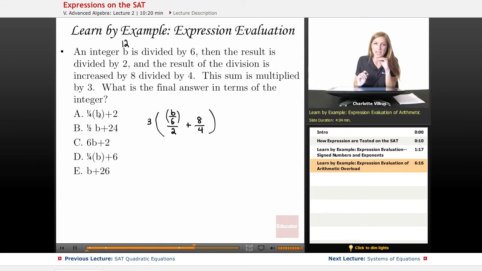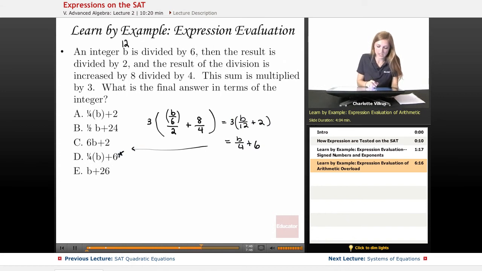So again, I'm going to do it the algebraic way really quickly, and then we can look at plugging in techniques. So here, b divided by 6 divided by 2 is essentially the same as b divided by 12. So basically I have b over 12 plus 2, all of this times 3. So this is going to end up giving me b over 4 plus 6, which I check over here, and that's one of my answers. It's D. So this would be my answer using the first technique.